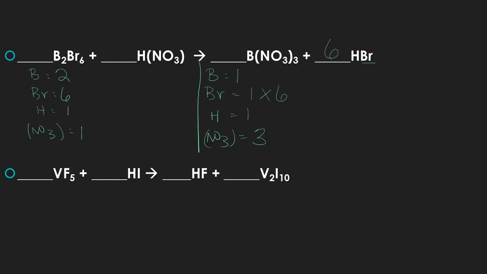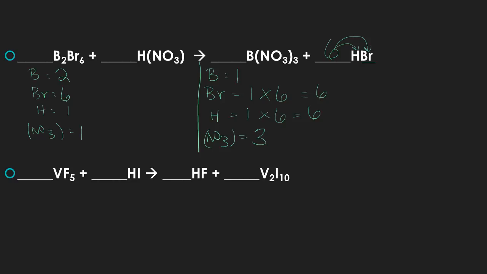I ask myself, does anything else need to be multiplied by 6? And the answer is yes. I can't just multiply Br, but I also multiply H. Then I update my count. So now I have 2 B's on the left, 1 B on the right. 6 Br's on the left, 6 on the right. 1 H on the left, 6 on the right. 1 NO3 on the left, 3 on the right.